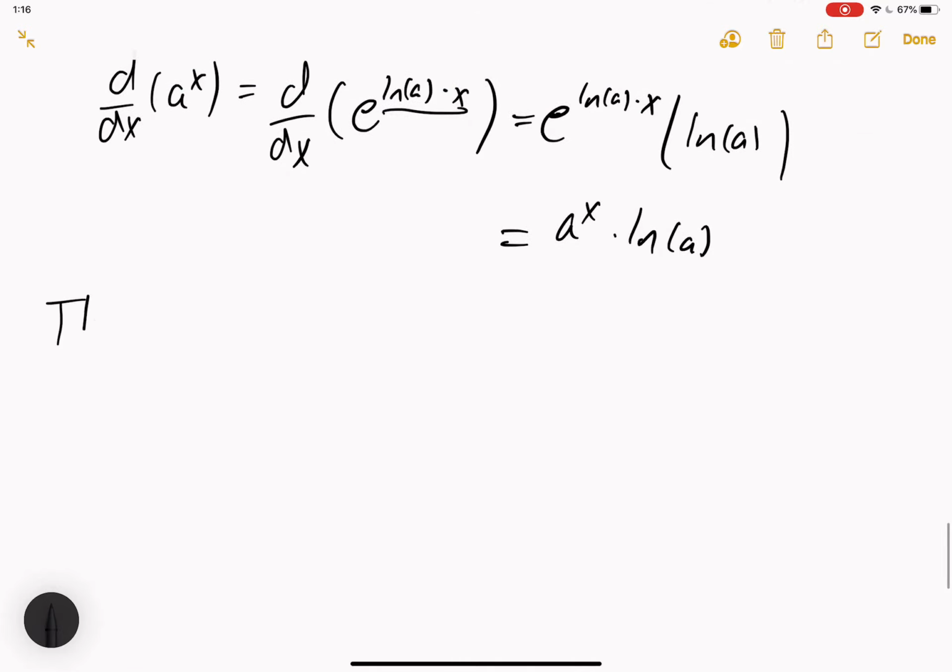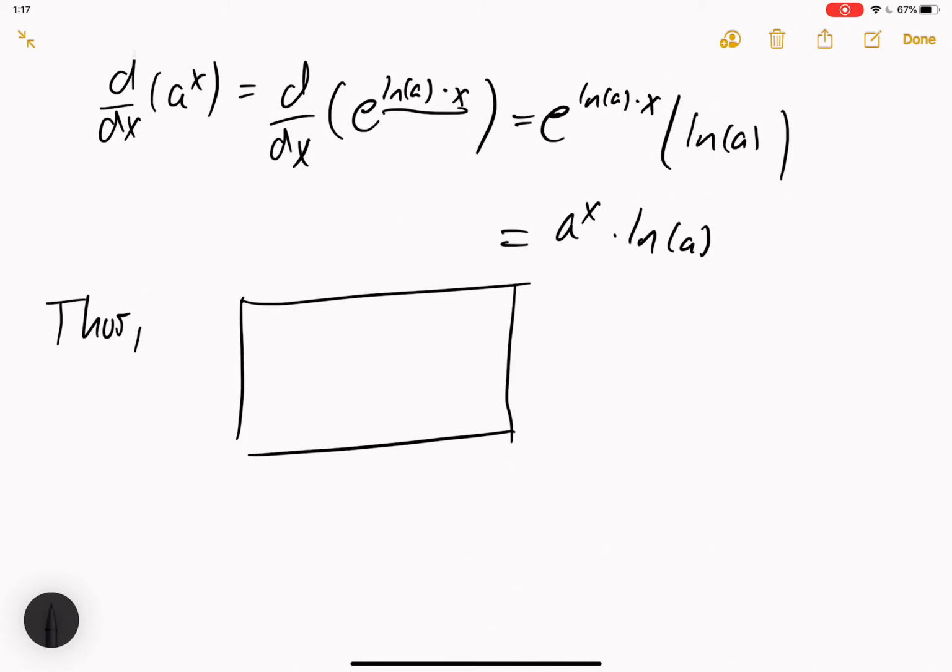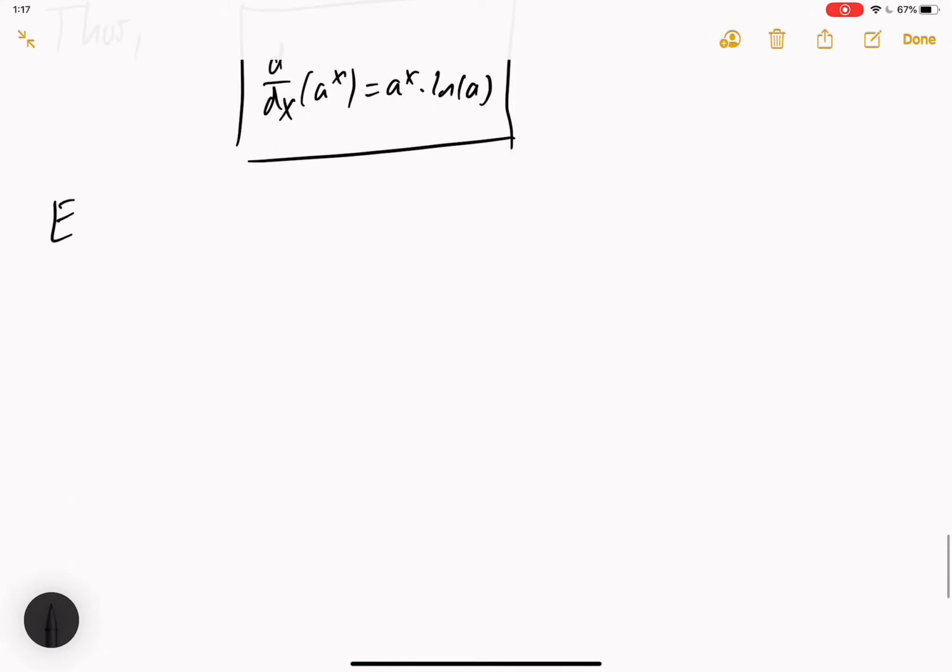Thus, to clarify what this means: d/dx of a to the x is equal to a to the x times ln of a. So let's do an example of this real quick. We want to find a few derivatives, so let f of x equal 3 to the x. We want to find f prime and f double prime.